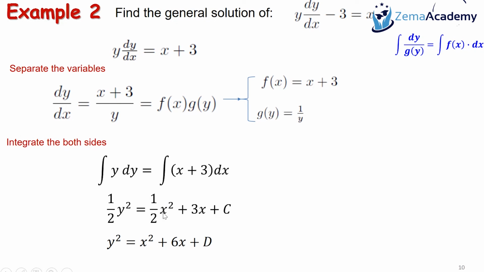The next step is that I have multiplied both sides by 2. So when you multiply this equation by 2, this 2 will cancel out, and what will be left is y square. Here again the 2 will cancel out with this 2, so you will get x square. Because we have multiplied by 2, 2 times 3 is 6x, and this will become 2c. So the constant, when multiplied by 2, will become 2c.